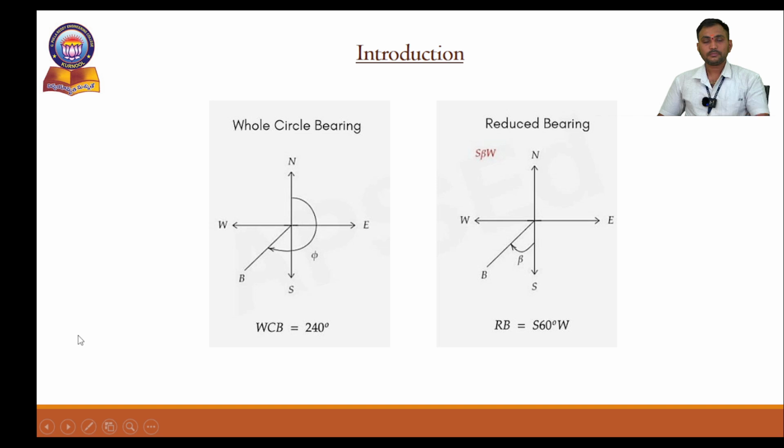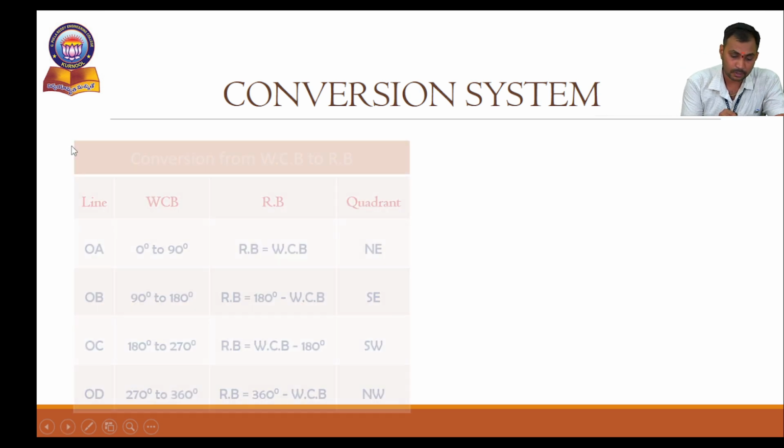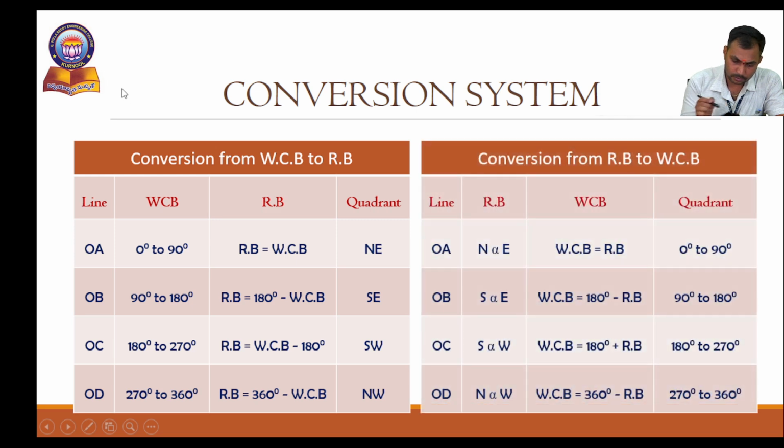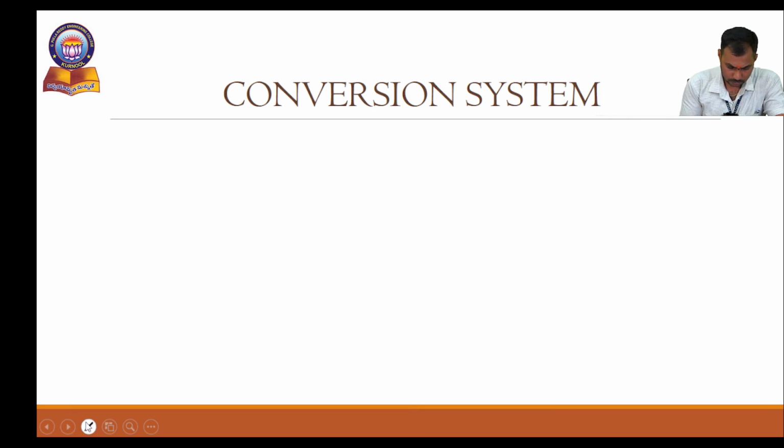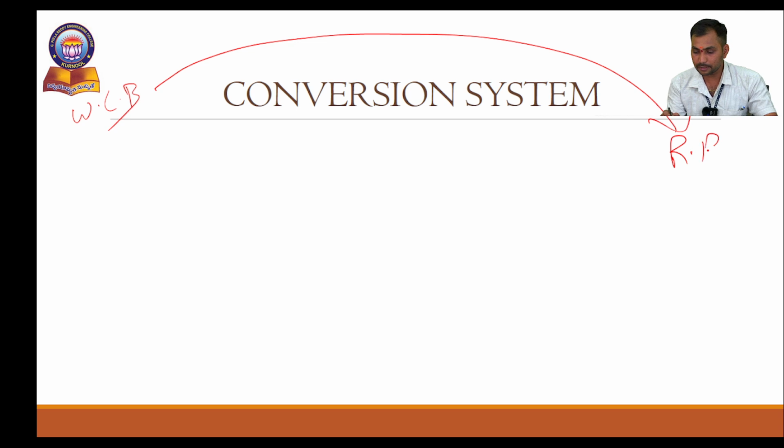Okay, we will discuss the next topic, the conversion system. For example, in a practical situation, if we have taken the readings from whole circle bearing, now I want to convert to the reduced bearing. How do I have to convert the whole circle bearing value to the reduced bearing?